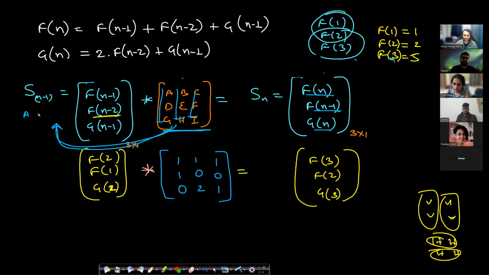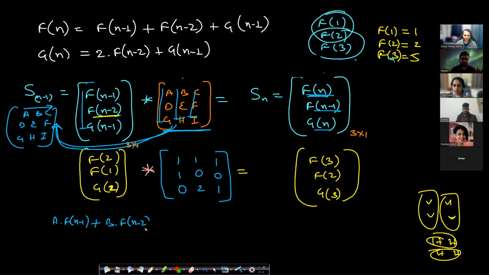So if it is on the left side, you have ABC, DEF, GHI. So let's think about how you will compare with this f of n. You multiply this with this column. So you will get A times f of n minus 1 plus B times f of n minus 2 plus C times g of n minus 1, which equals f of n. Now, if this equals f of n, then you compare.